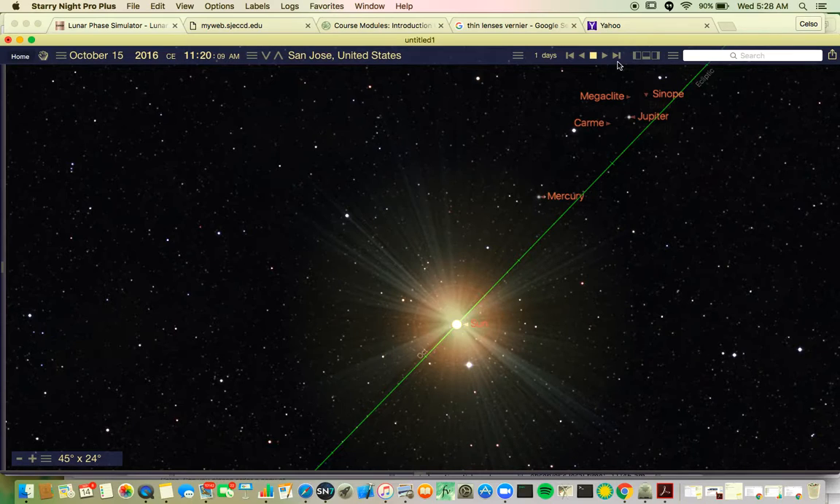The third apparent motion is precession. Precession is caused by the combined tug or pull of Earth's moon and sun on Earth's equatorial region. So Earth is a little bit bulging as a result of that, and this pull makes Earth wobble in space, and it takes quite a while for Earth to complete one turn as it wobbles. It's about 26,000 years, right?